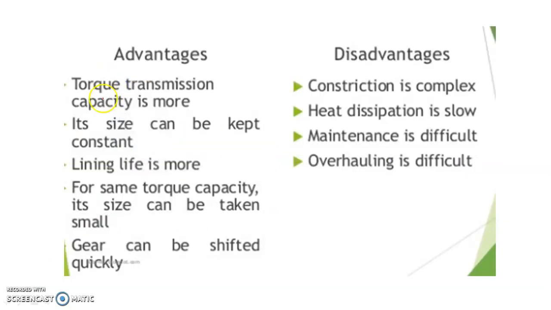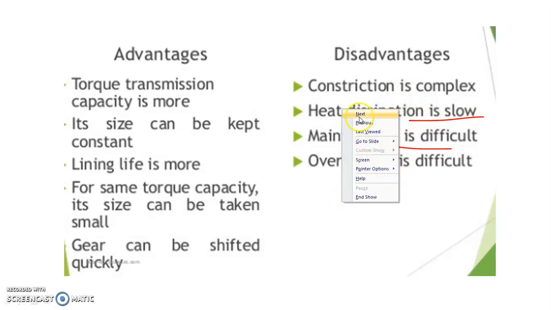What are the advantages that are also given? Torque transmission capacity is more. Its size can be kept constant. Lining life is more. For the same torque capacity, its size can be taken small. Construction is complex. Heat dissipation is slow. Maintenance is difficult. These are some of the disadvantages.